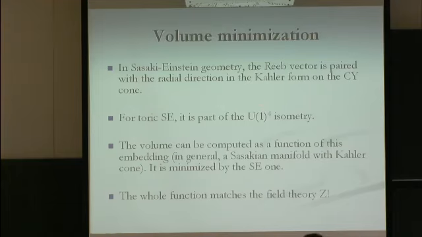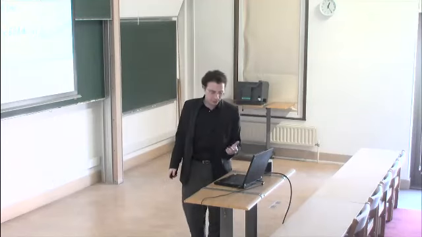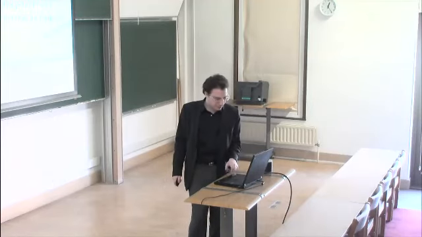And so you can calculate the volume of the manifold as a function of how this Reeb vector is embedded into this U(1)^4, and it's minimized by the Sasaki-Einstein one. And in fact, in this case, which maybe a priori didn't have to be, although it sounds reasonable, the whole function matches the one that you get from field theory. So they both depend on the same set of parameters, a mixing of the R symmetry with other flavor symmetries. So the whole function matches, which is very nice.